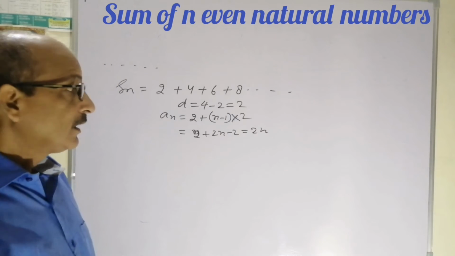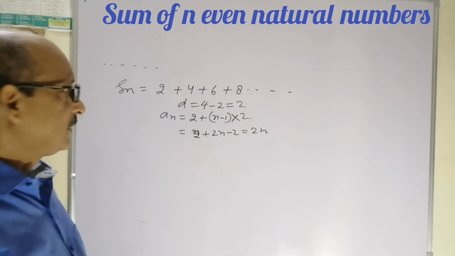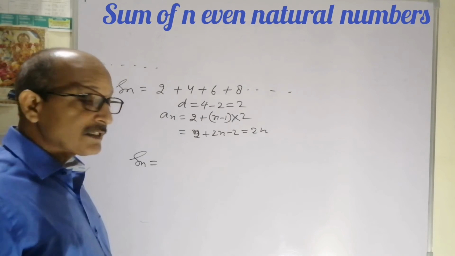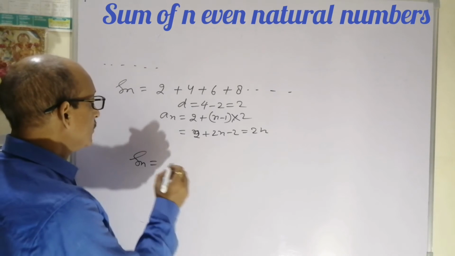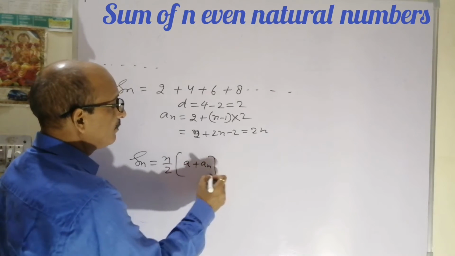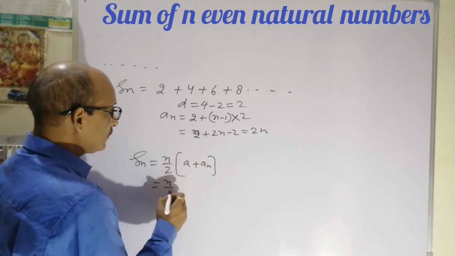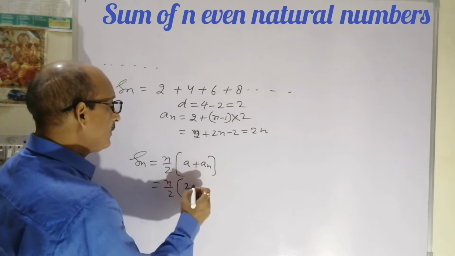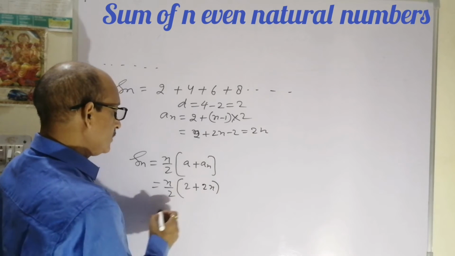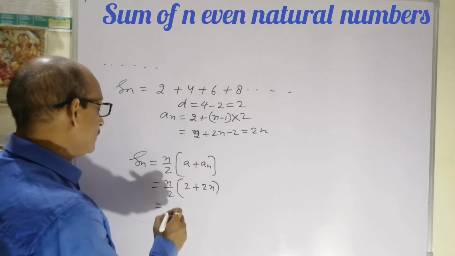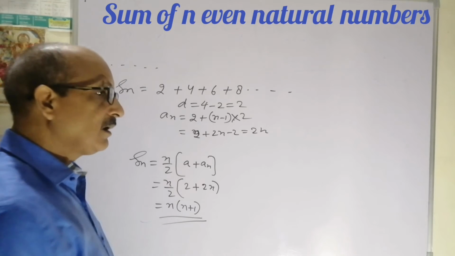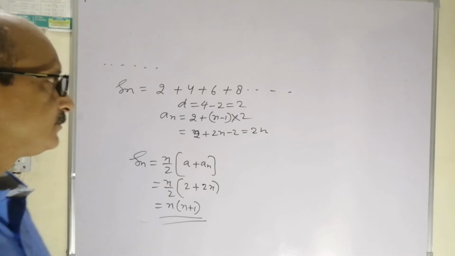Now we want to find the sum of n terms. an is this one. So Sn is what? Now apply this formula: first term plus last term only, n by 2 into a plus an. Better is to use this: n by 2 into a, a means 2, plus an, an means 2n. So we can take 2 common, n into n plus 1. That is the sum of n even natural numbers.